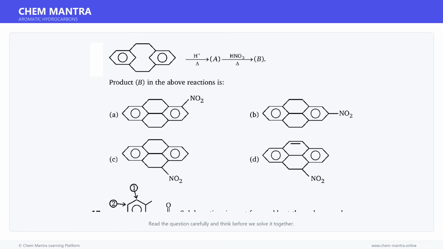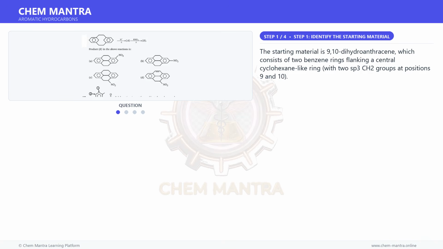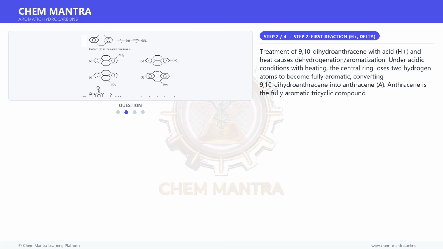Here is a question. Read it carefully and think about the answer. Let us solve it step by step. Let us begin solving this step by step. The starting material is 9,10-dihydroanthracene, which consists of two benzene rings flanking a central cyclohexane-like ring with two sp3 CH2 groups at positions 9 and 10. Moving on to the next step.